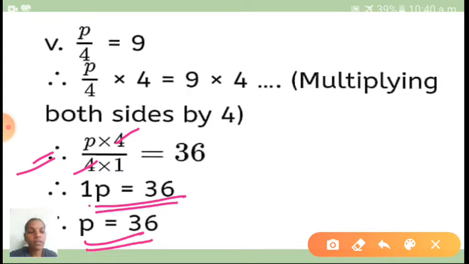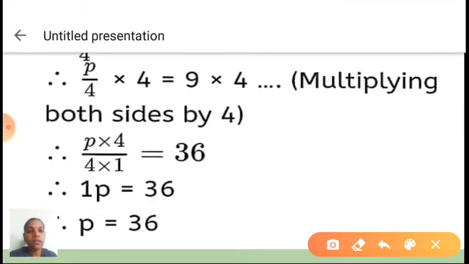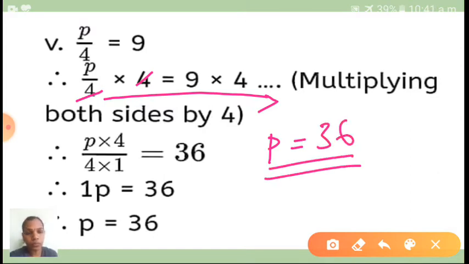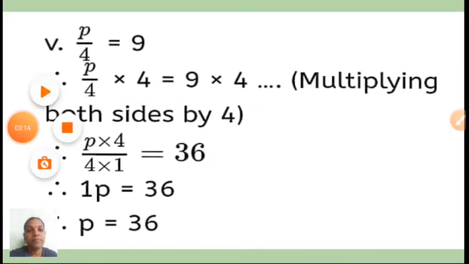Another way, see here children, one more method. After this step you can cancel this 4. So P is equal to 36. This also you can do. I hope you understood this one. Children, did you understand this one? Yes, P is equal to what? 36. This is your answer.